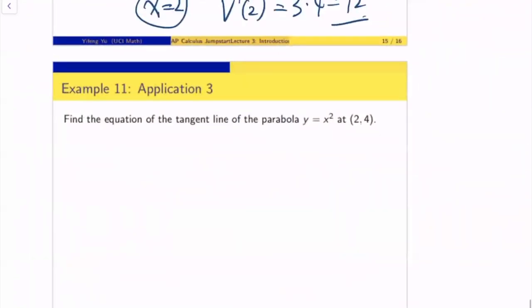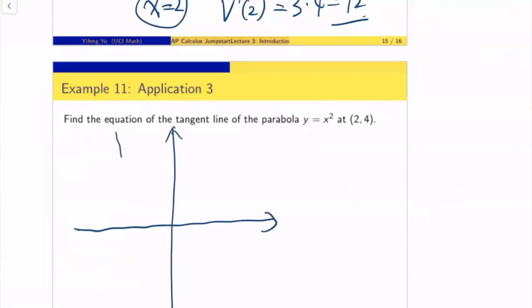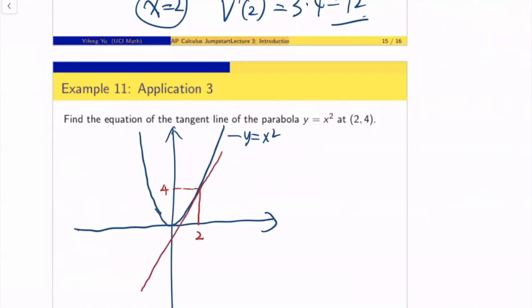Last one. Here I have this parabola, y equals x squared. Now I want to find a tangent line. So let's look at a tangent line at the point where x is 2, right? So this is 2, this is 4, and we want to find the equation of the tangent line.